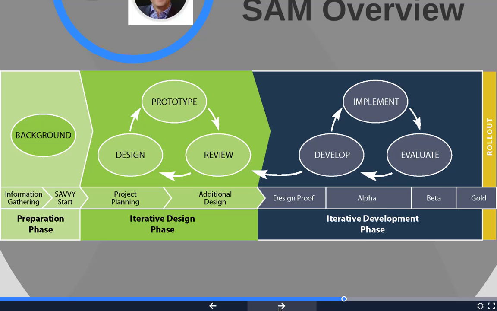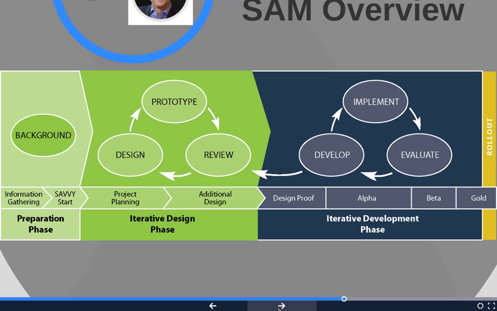You have design proof, the alpha step, beta step, and the gold step. And notice that once you get to develop, implement, and evaluate, there's an arrow that leads back down towards design, prototype, and review. And so that means that you can go back with that repetition. If you get somewhere and it does not work for you, it can go back down to that middle phase, that iterative design phase. It can go back down the ladder. It can go up the ladder. It can go down the ladder. That is what is so successful about all this.